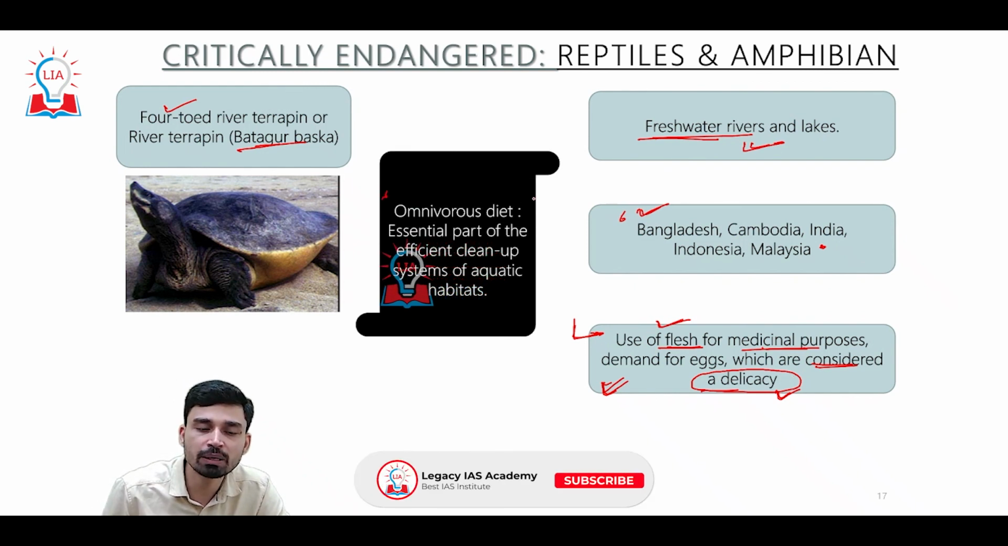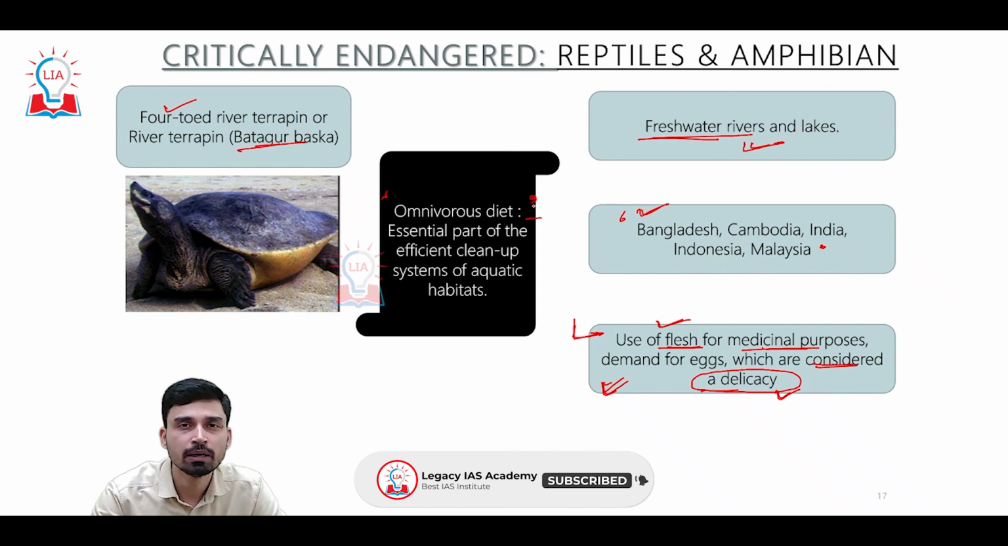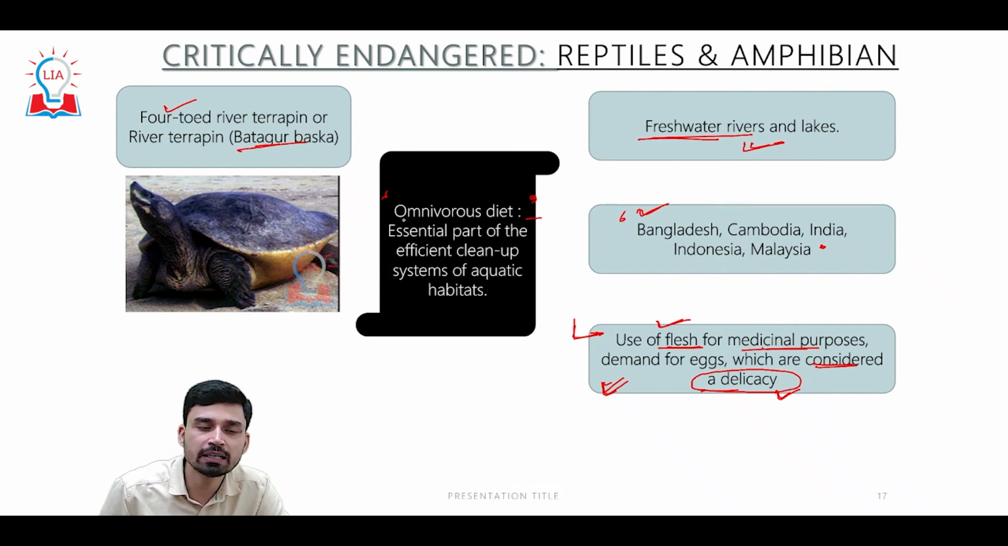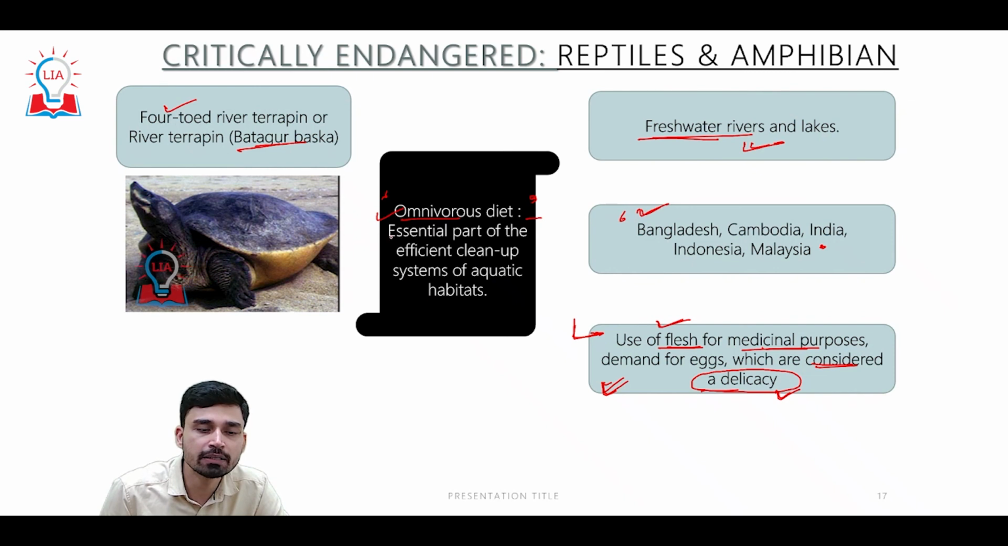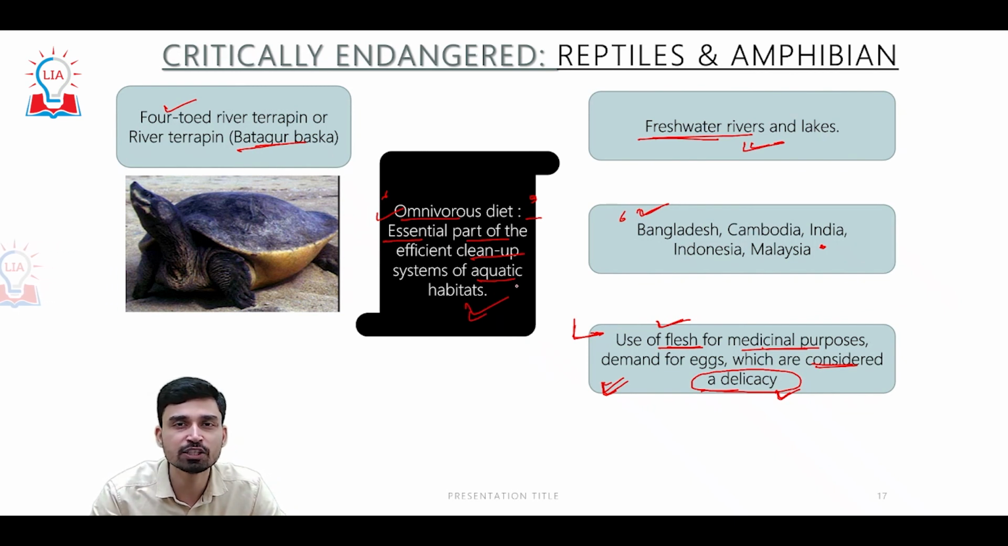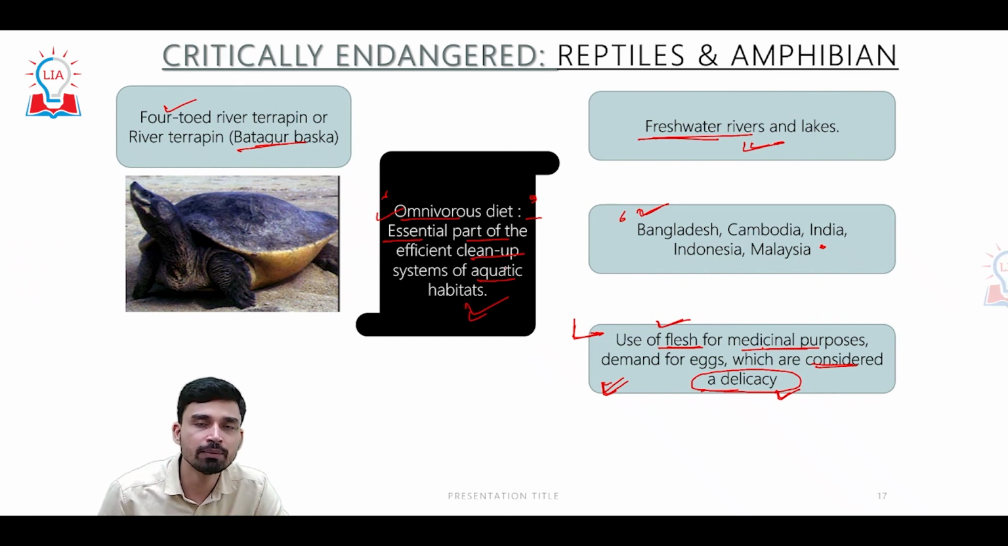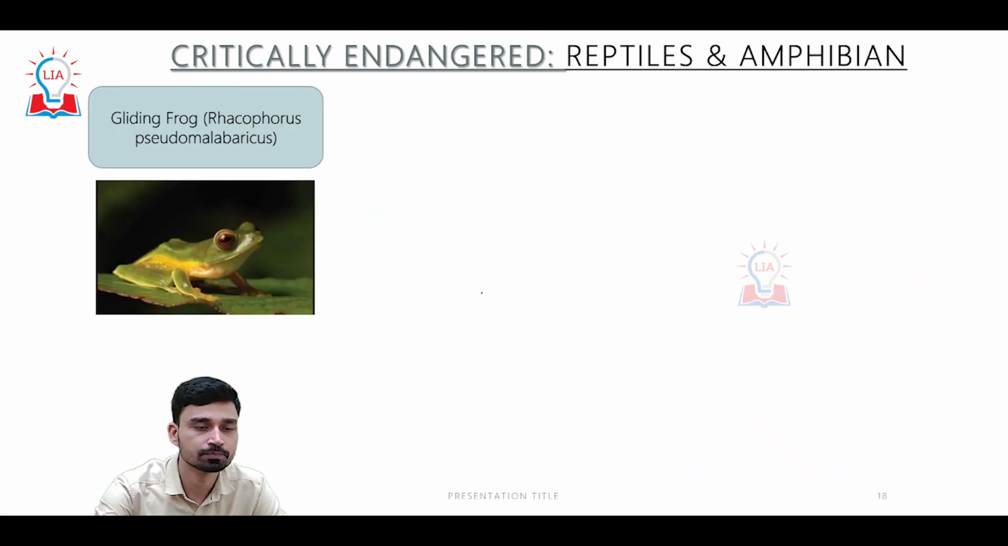Apart from that, the river terrapin plays a very important role in maintaining the food chain, because its diet is omnivorous. That means they feed upon animals as well as plants. Due to their omnivorous diet, they play an essential part in the efficient cleanup of aquatic habitats, because decayed and destroyed plants or dead animals sometimes clog or keep floating in the fresh water, and by eating them, the river terrapin helps clean up that aquatic habitat.